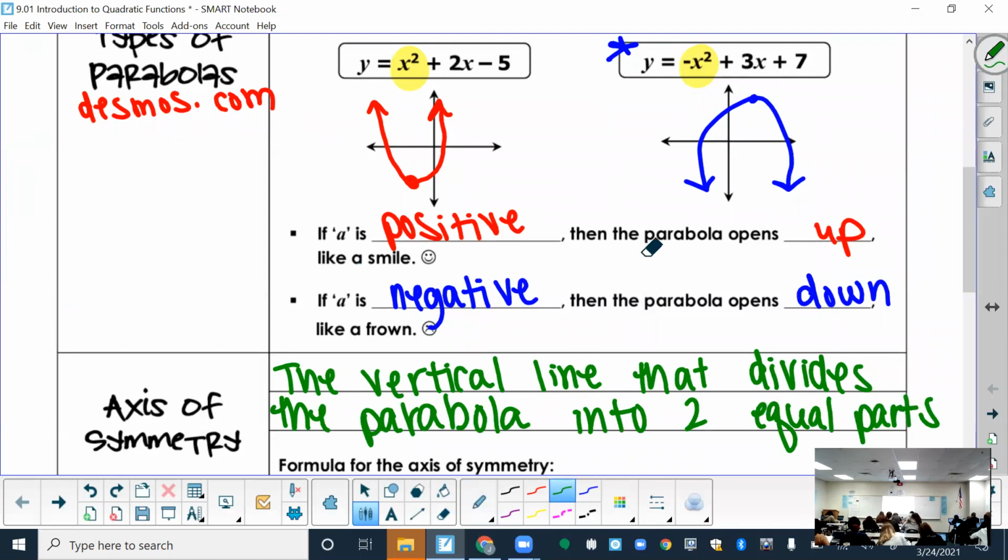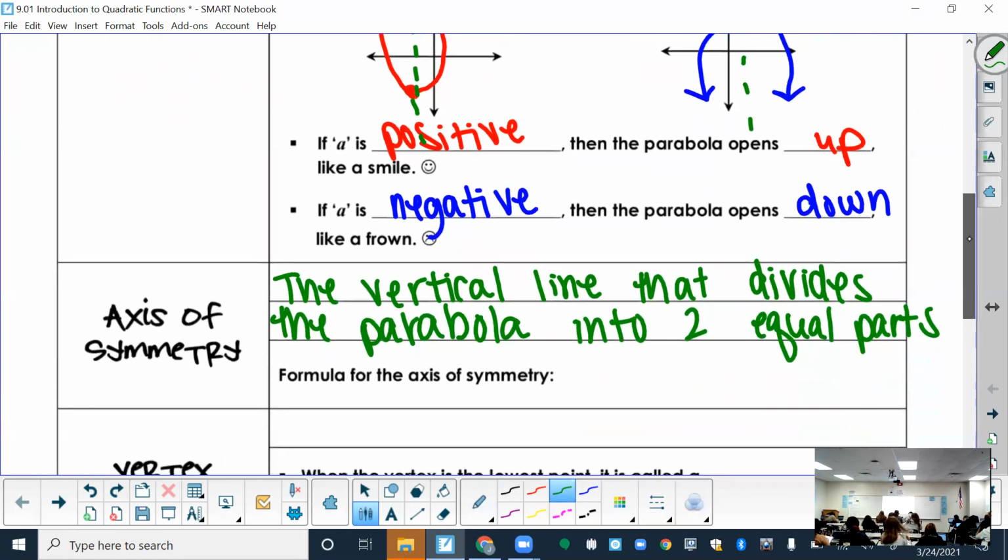All right, so parabolas are symmetrical. Your axis of symmetry is the vertical line that divides the parabola into two equal parts. So in our rough sketch up here, my axis of symmetry would go right down the middle for both graphs. So it divides it into two equal parts, kind of like a mirror.